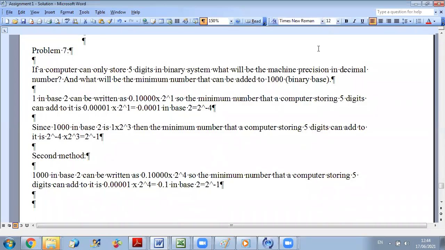Okay, so we were saying that we can conclude this by seeing the difference of order of magnitude. The difference of order of magnitude between 1 and 100 is 2 to the power 3. If I can add to 1 here a minimum of 2 to the power minus 4, then I can add to 1000 2 to the power minus 1. Pay attention.